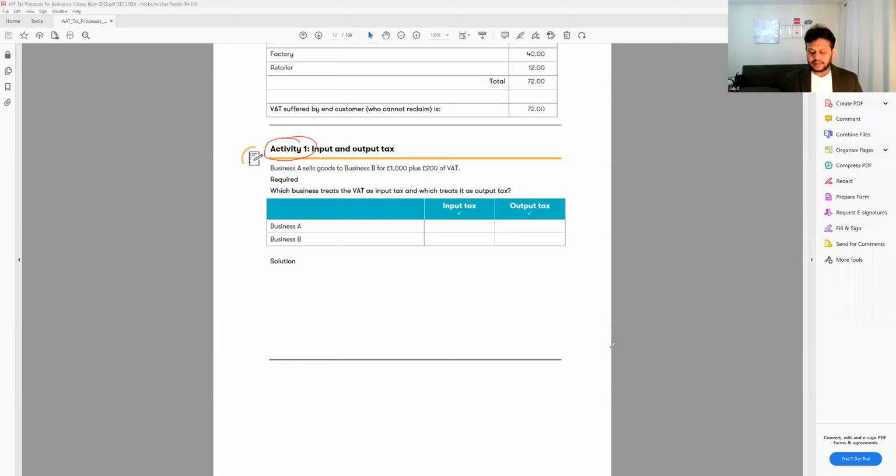So here, if you read the question, it says A is selling to B. So A is the seller and B is the purchaser. So for A, it is output VAT because A is selling and B is purchasing. For the B, it will be input VAT. So always the person who buys pays the input VAT, and the business who sells charges the output VAT to the customer. All right, it's very simple.